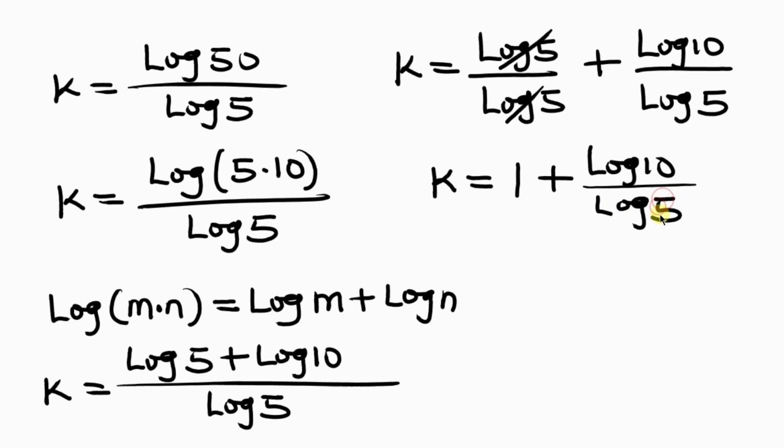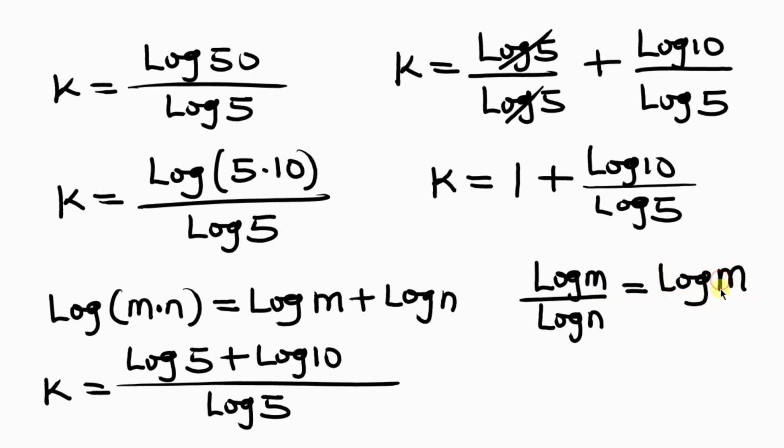Very good. Now let's apply our last property of logarithm here that says that when I have the log of m all over the log of n, just as we have here, this can be expressed as log m base n. So our final answer now becomes k equal to 1 plus this expression written in this form will be log 10 base 5. Very good. And this becomes our final answer.